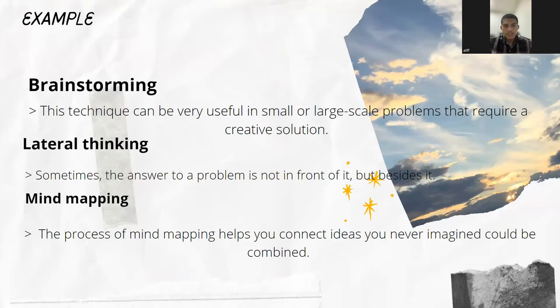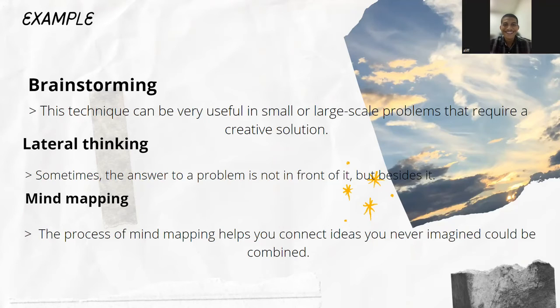For example, is brainstorming. This technique can be very useful in small or large scale problems that require creative solutions. The main goal is to form a group of people and throw around ideas without interference. The general idea of brainstorming is that by having an excess of creative potential solutions, it gets easier to reach one with the highest level of quality.